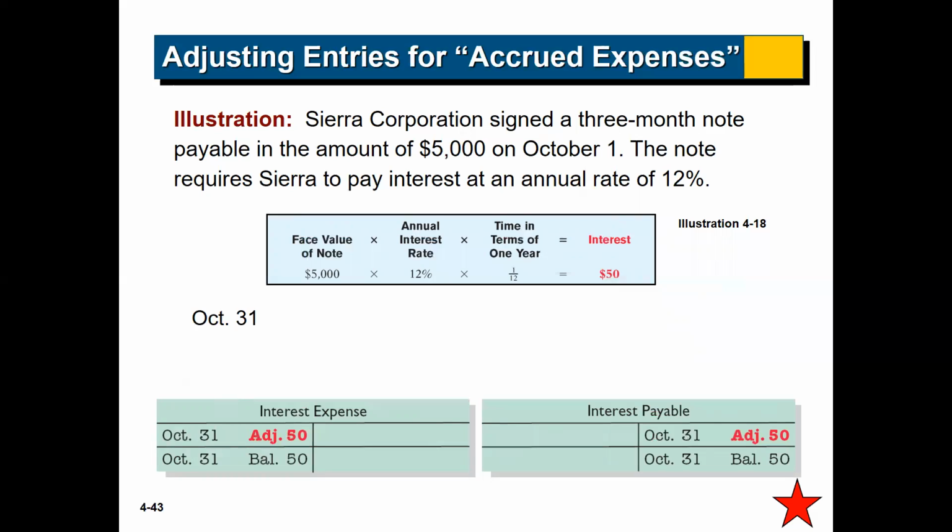So the formula is face value of the note times the annual interest rate times the time. Or it's also referred to as principal times rate times time. P times R times T, okay? So the face value of the note is the amount of the note. In this case, it's $5,000, $20,000, whatever it happens to be. The second part is the annual interest rate. That's how much interest you would pay if you held the note for an entire year.